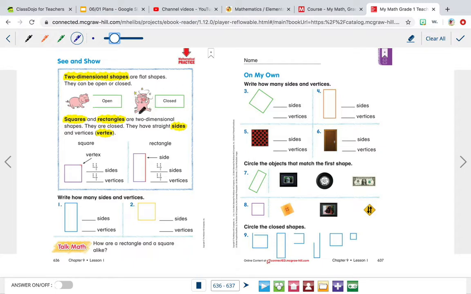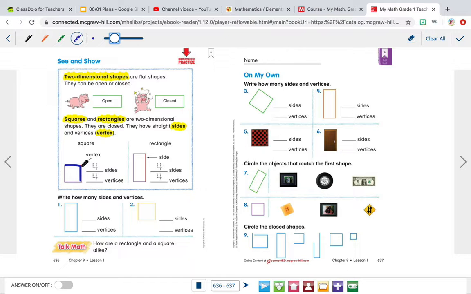Squares and rectangles are two-dimensional shapes. They are closed. They have straight sides and vertices or vertex. So here's the sides right here. And a vertex is right here. So you see how it's pointing at the corner right here between the sides? So here's the corner, like the corner of a table. That is called a vertex. So vertex is a fancy word for corner.